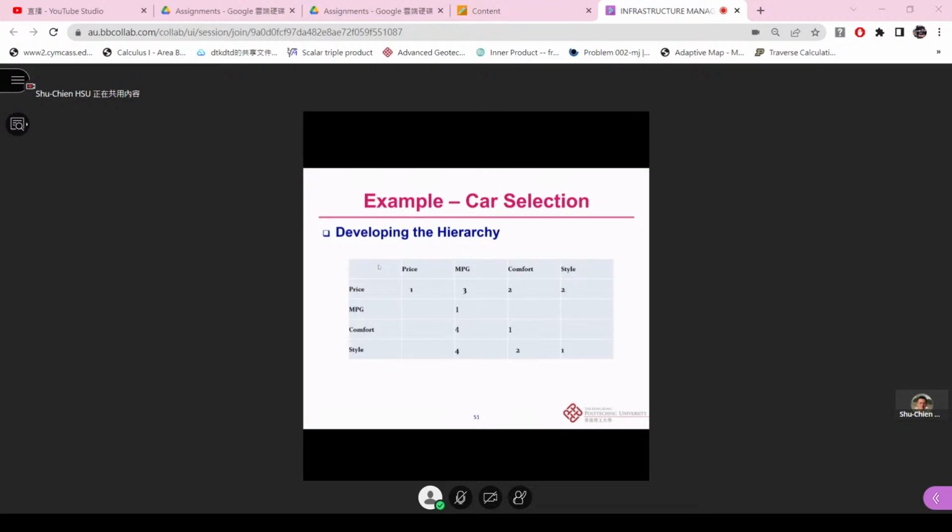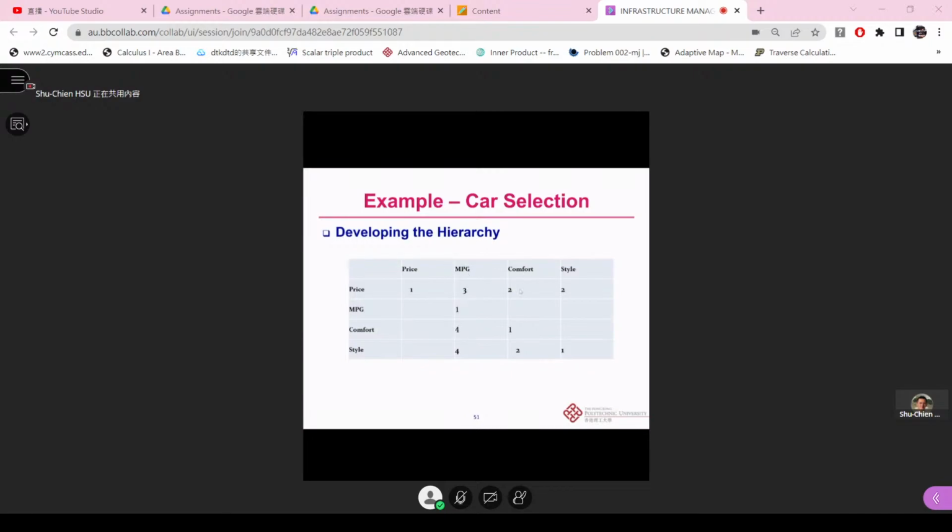So we can further develop the hierarchy here. We put in the price, MPG, comfort, and style, with a different layer and different column. Of course, price versus price is 1. If we start with the price from left to right, then price versus MPG, we put 3 here. The weighting doesn't really mean it's 3 times more important than MPG. It's just the rating here: I put 3 versus MPG, which is 1.